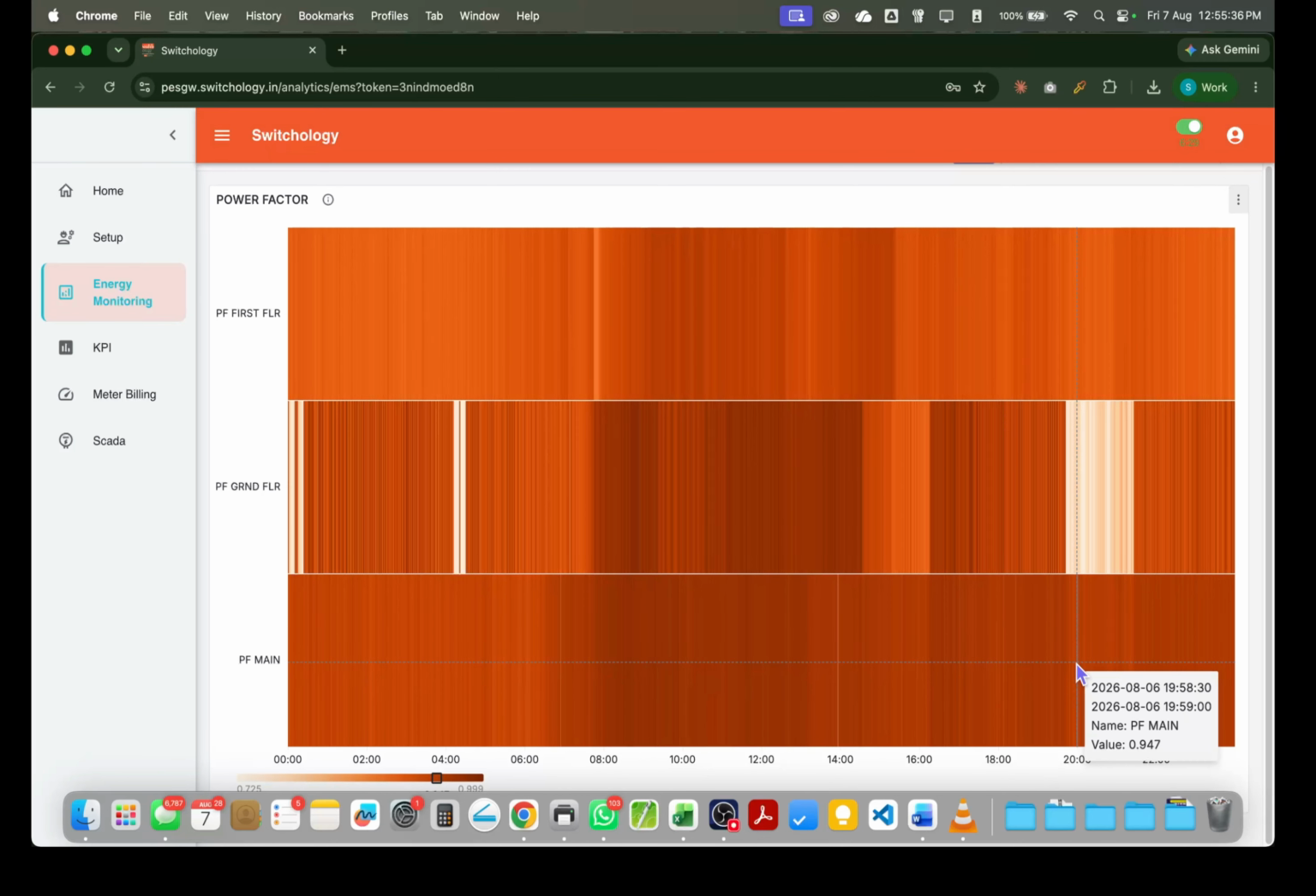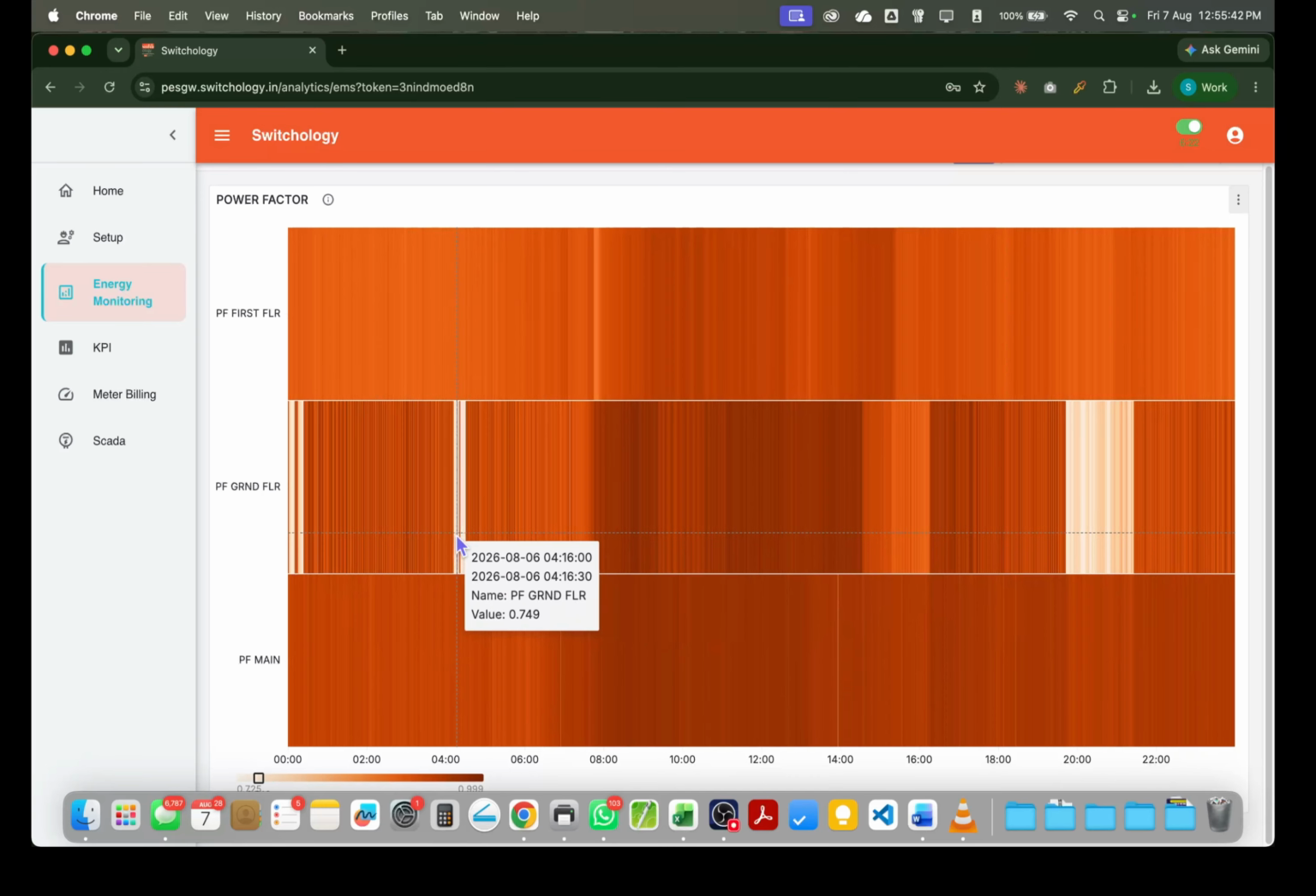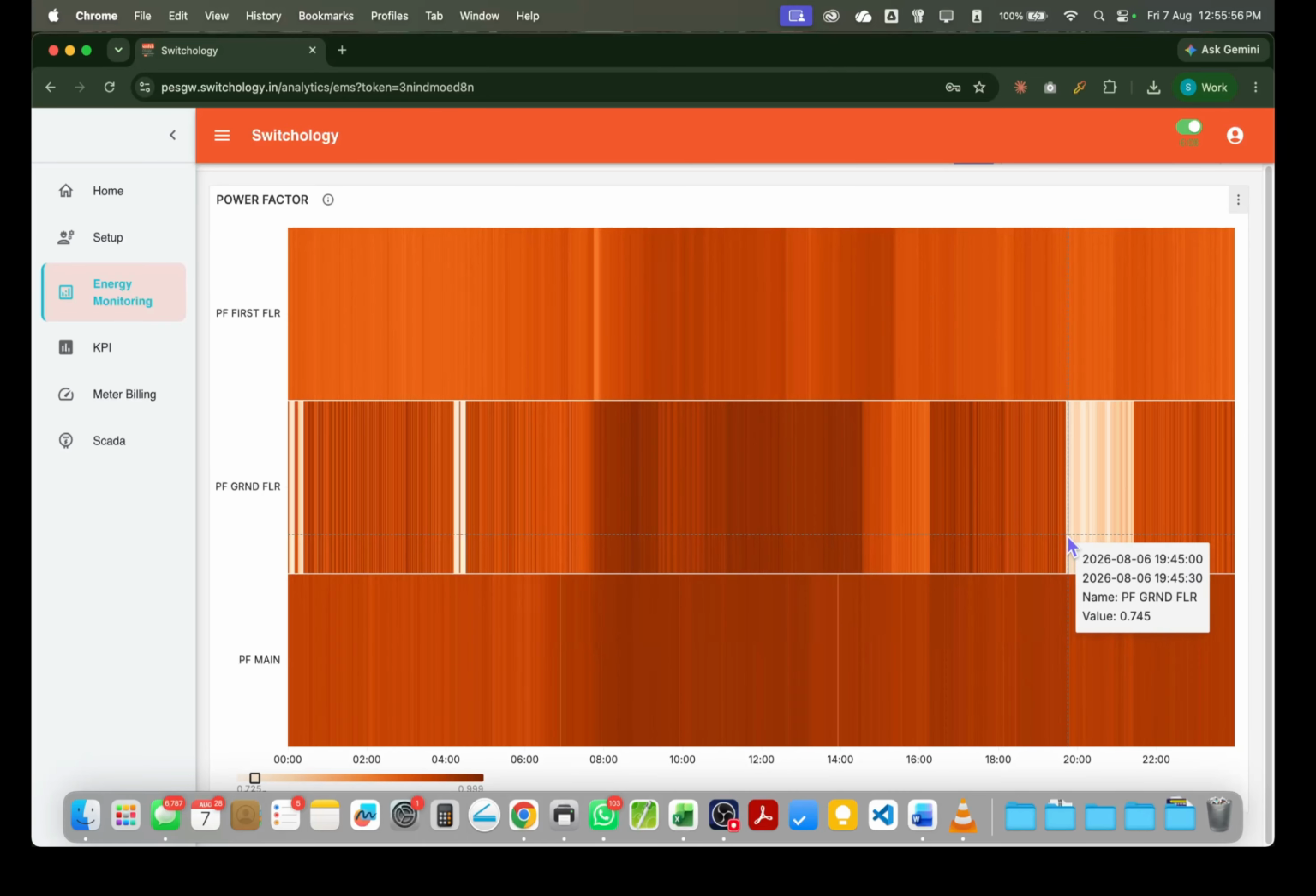But the other thing that we can notice here is when I plot the power factor for the ground floor meter, the value of the power factor is reaching 0.749, which is poor quality load. So there is some load which is being turned on during this particular time where the power factor is going very low. During evening times, at around 7:45 to about 9:20, this particular load has been switched on.